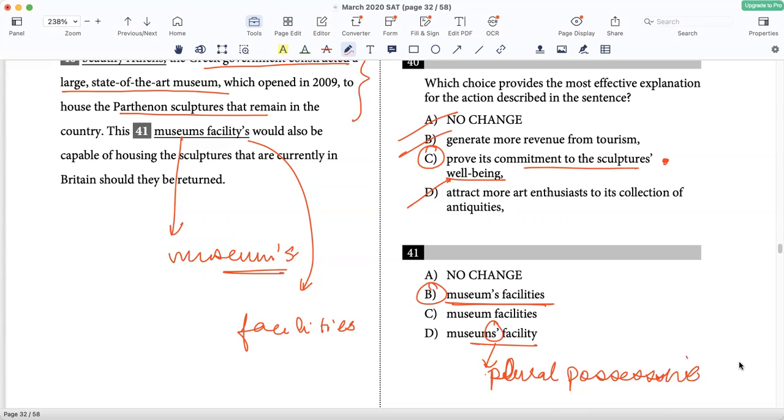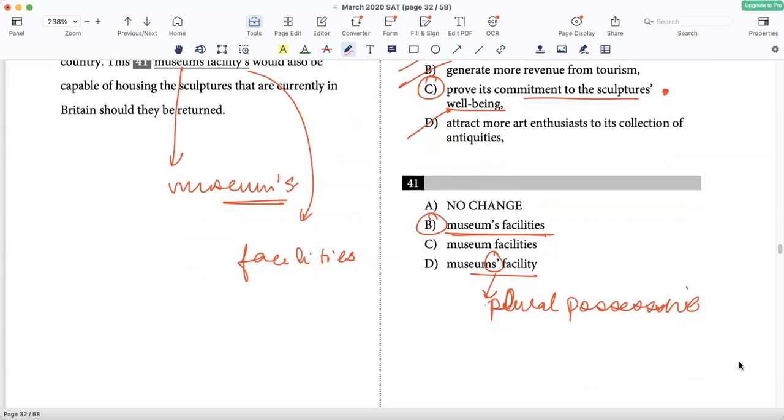And the museum is not plural. So B is the answer.